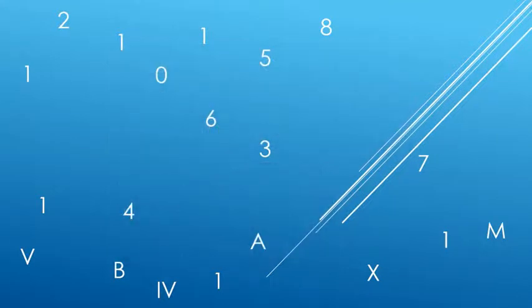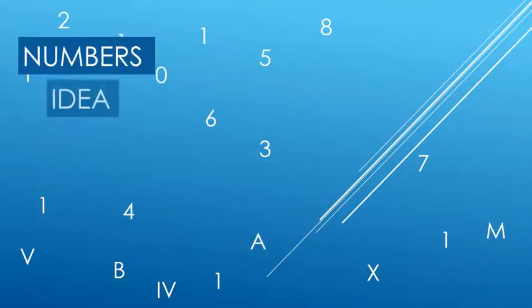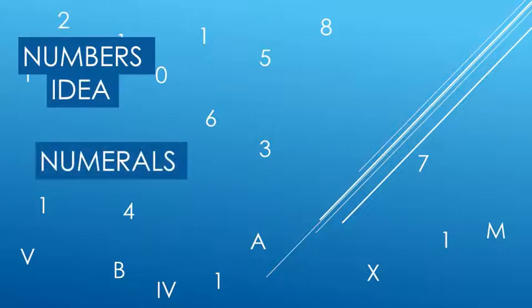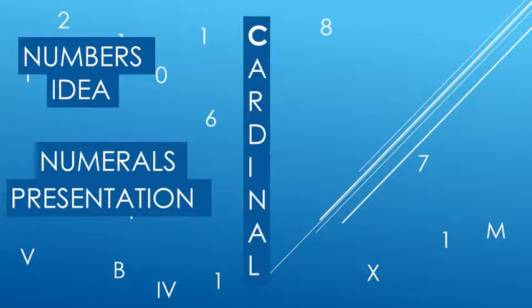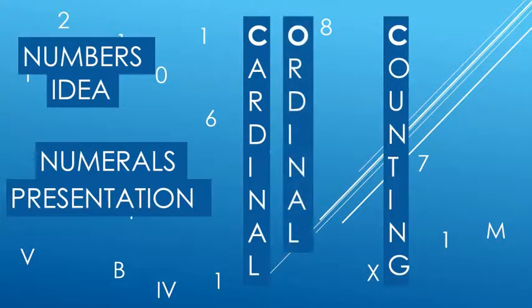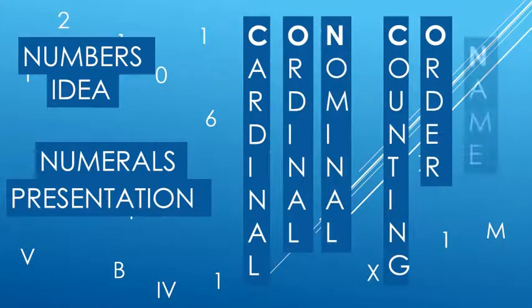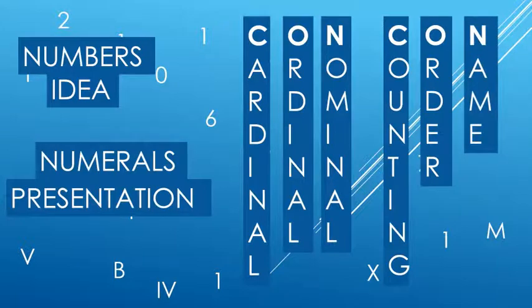To summarize, numbers are an idea from our mind, and numerals is its presentation. It can be categorized as cardinal for counting, ordinal for order, nominal for name. As such, we can give it an acronym of CONCON.